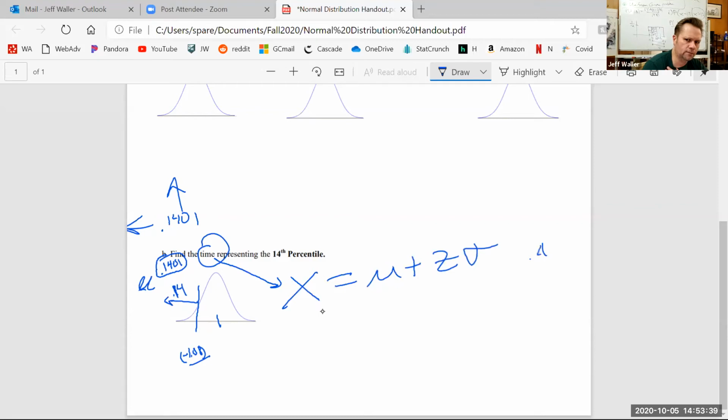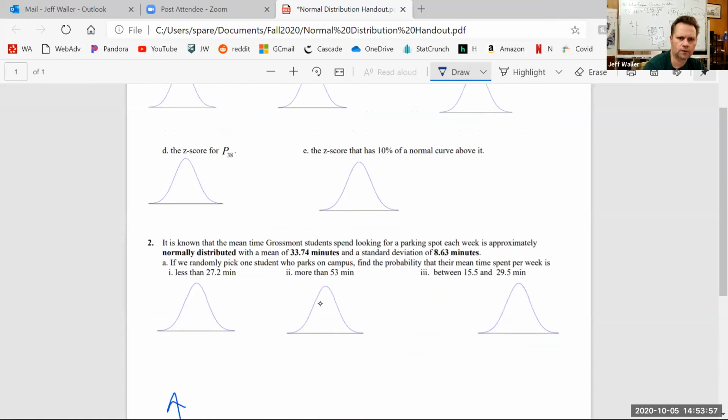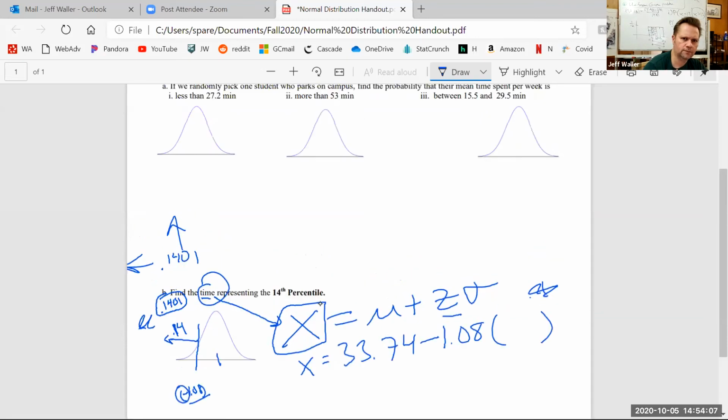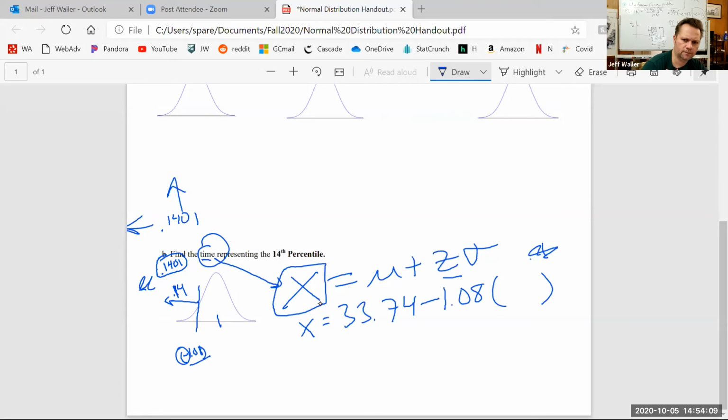this formula. Go ahead. So if I know a z-score and I need to convert that back into a physical measurement, in this case time, I use the backwards formula. So what was the mean? 33.74. Now I'm going to go down 1.08 steps. That was 8.63.